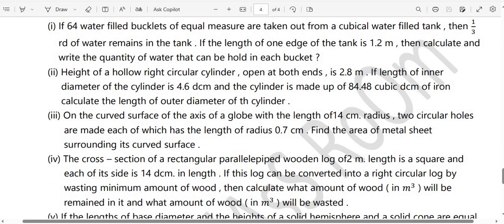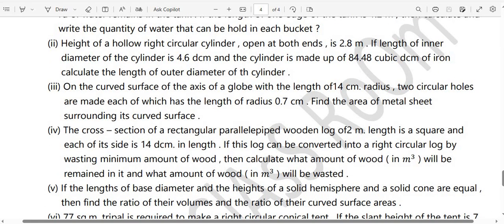Question number 3. On the curved surface of a globe with an axis length of 14 cm, two circular holes are made, each of which has a radius of 0.7 cm. Find the area of the metal sheet surrounding its curved surface.